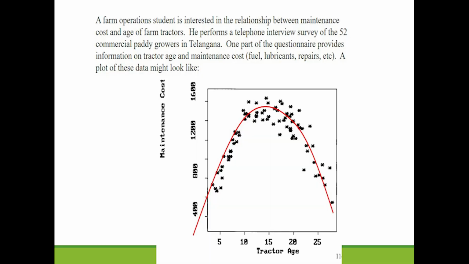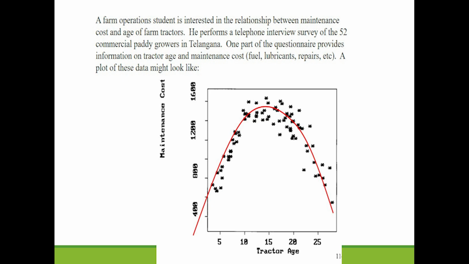Similarly, if you talk about a farm operation student who is interested in doing research related to the maintenance cost and the age of the tractor. Now, if that particular student is taking a telephonic survey of, say for example, paddy growers in Telangana, and provides questions related to the age of the tractor and maintenance cost. In maintenance cost, he may be asking about fuel, lubricants, repairs, consumables which are all used by the tractor, and then he is asking about the tractor's age. So, now this researcher wants to link the age of the tractor and all these costs: fuel, lubricant, repair, consumables. He wants to link these two.